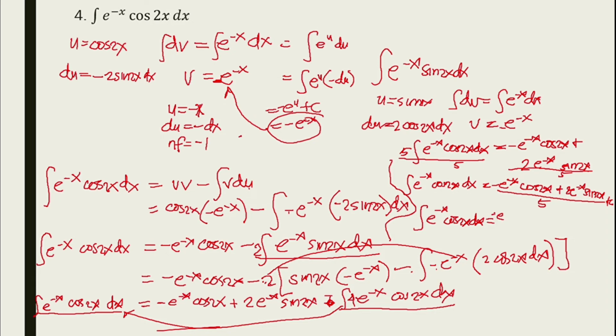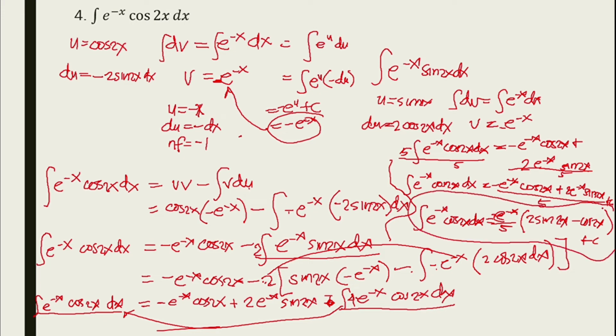e raised to negative x over 5. Extracting this part, we have 2 sine 2x minus cos 2x. Okay, then plus c. Okay, we have here plus c. So this is the final answer.